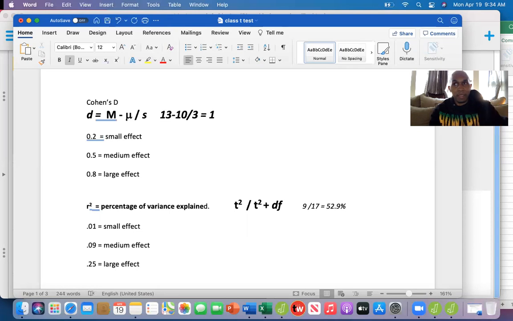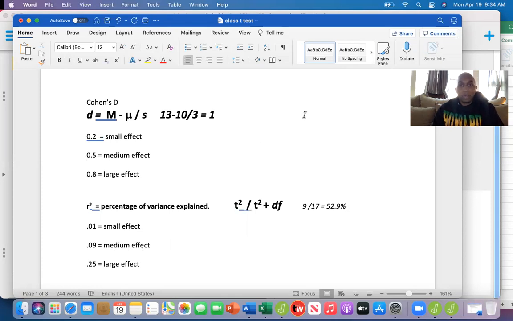Or this treatment, meaning the attractive faces, is actually causing, leading to these changes that we're seeing. All right, and again, that's a large effect. We can see 52.9% compared to 0.25.